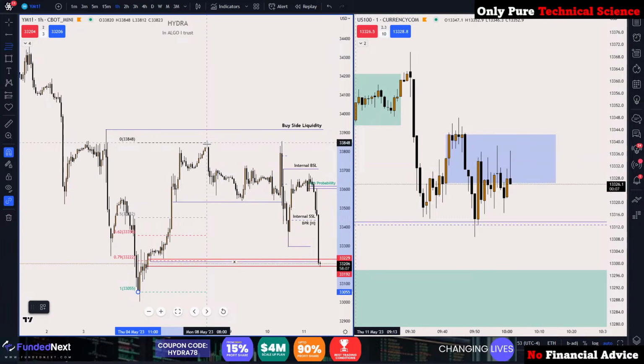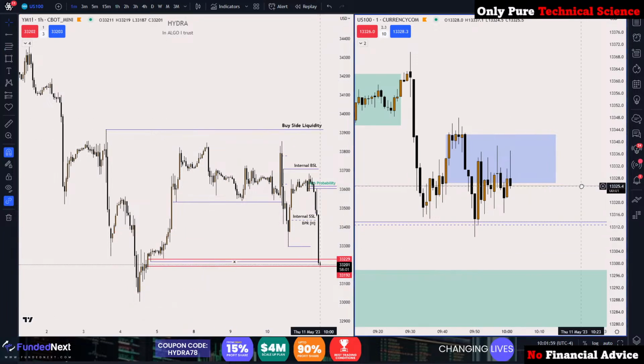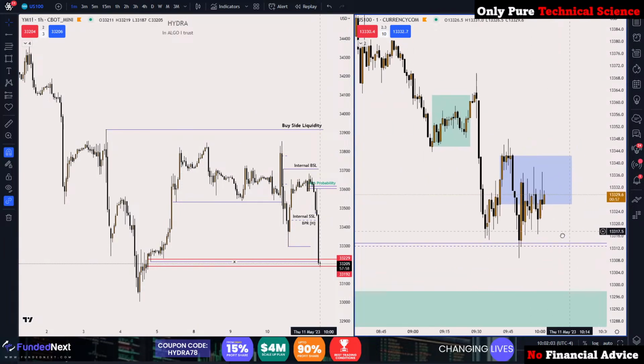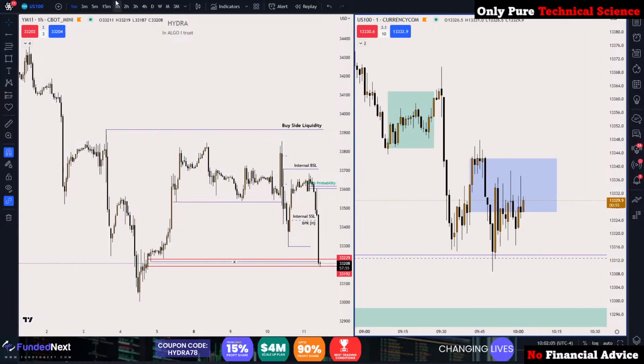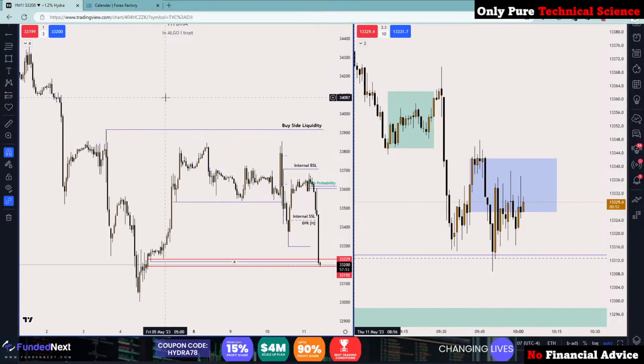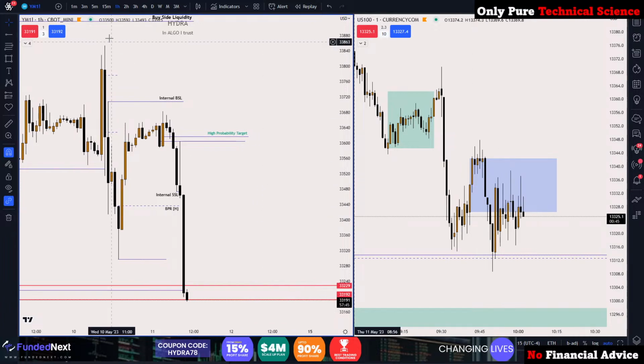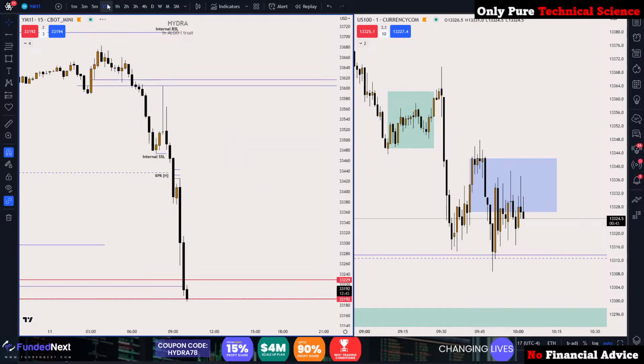Yeah, we are inside of the 0.62 and 0.79 zone, but price is consolidating. Look at that, the consolidation, the choppiness on Nasdaq, right? It's not a good day to force a trade idea. I want to see price getting out of this zone where price is consolidating right now. I want to see it getting out of it.